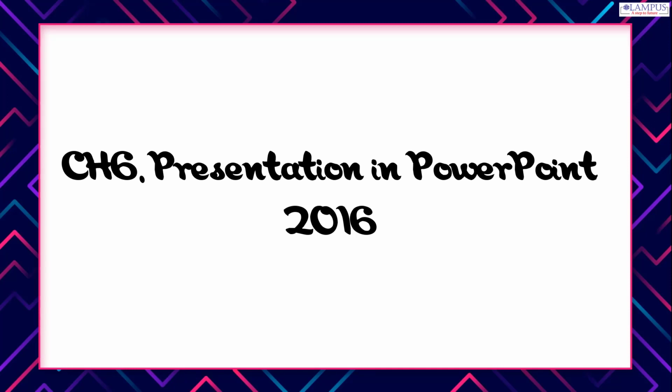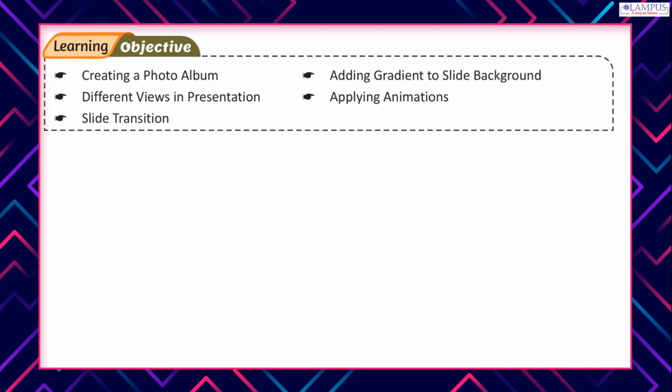Chapter 6, Presentation in PowerPoint 2016. Learning Objective. Creating a photo album. Adding gradient to slide background. Different views in presentation. Applying animations. Slide transition.